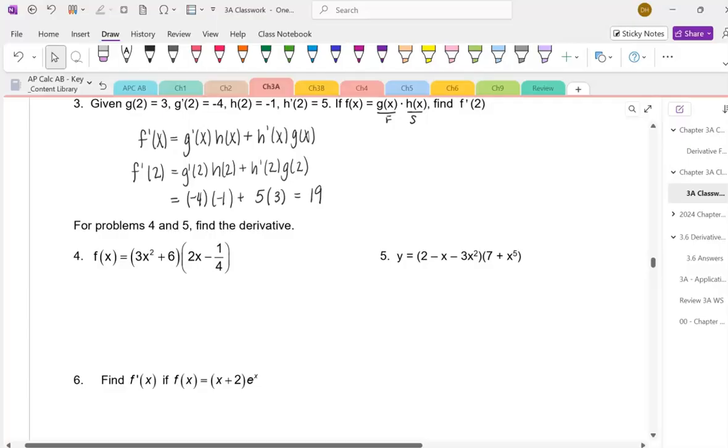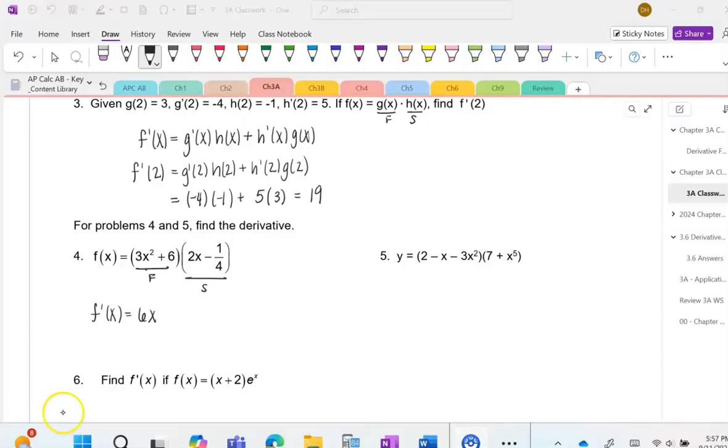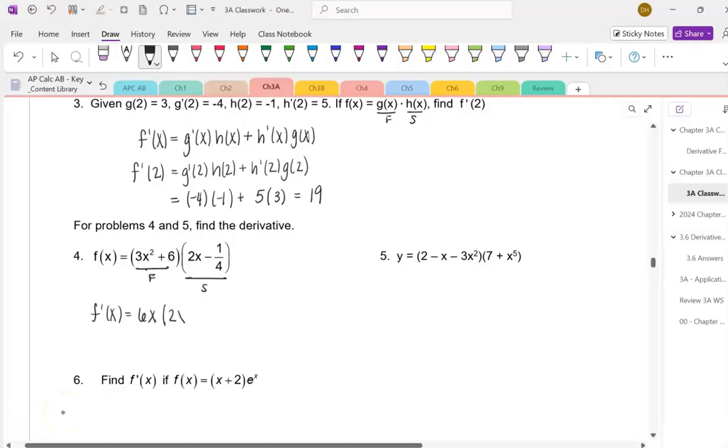For problems 4 and 5, we're going to find the derivative by using product rule. So we have our first function, and then you've got your second function. So you're going to take the derivative of the first multiplied by the second plus the derivative of the second multiplied by the first. And you can leave your answer just like this.